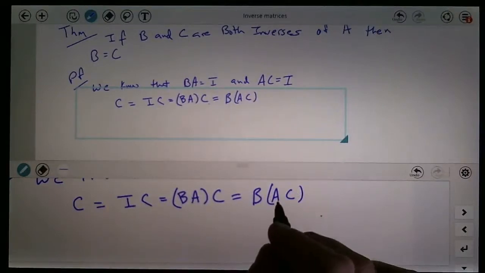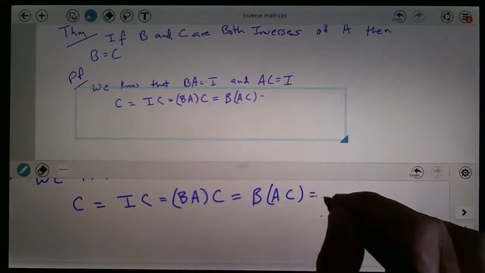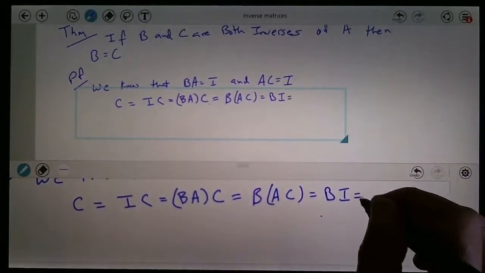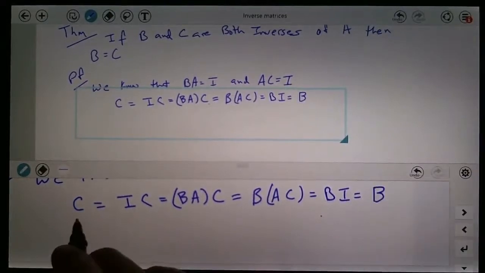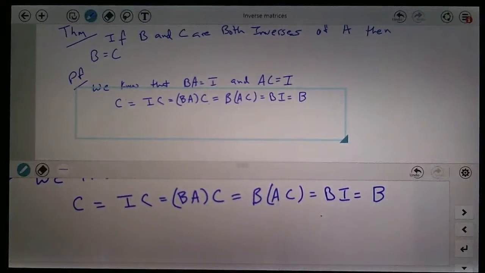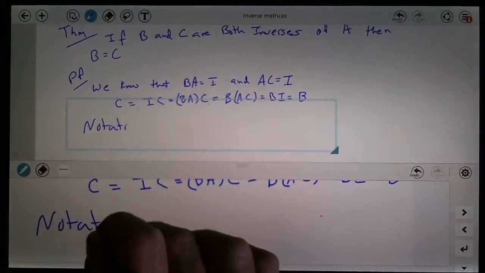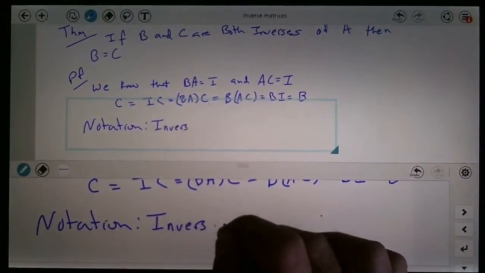However, now I'm looking at this saying, hey, A times C, that's the identity matrix because C is an inverse of A. So this is B times an identity. But an identity matrix times any matrix is the one that you started with there. So that's equal to B. And what I end up with here is that C is equal to B. So if you got two inverses, you really don't have two inverses. You have only one. So there's only one inverse at most for a matrix. Right? And here's some notation here. The inverse of A is denoted this way.